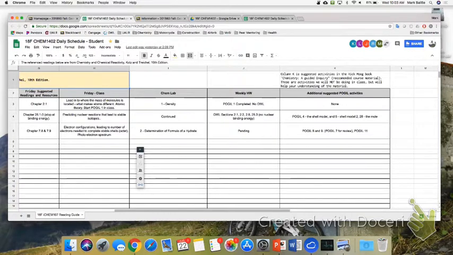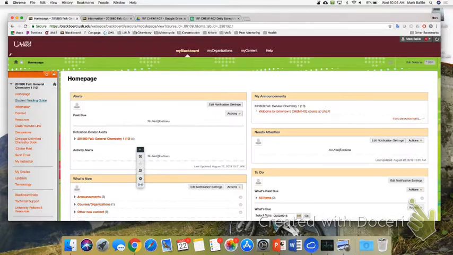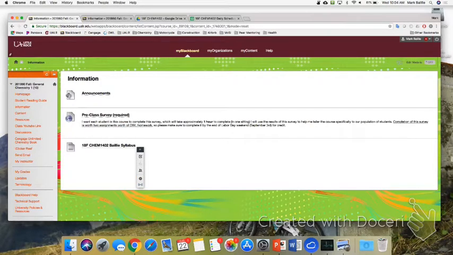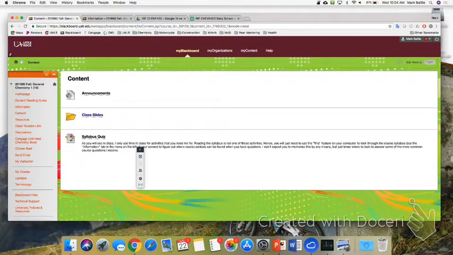So that's what this FAR column is over here. These are the sections of your book that are going to be in the homework. I'll be updating those as we go throughout the course. That's just linked from the student reading guide. Information is going to have our syllabus. This is the pre-class survey that we need to have done by Labor Day. Content has the syllabus. I'll be posting all of our class slides in here, so if you want to go back and look, you can do that.